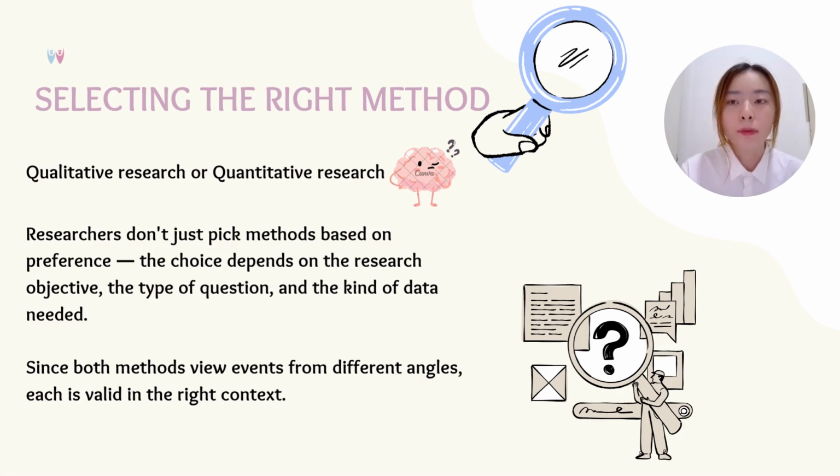Hello everyone, now we understand both the qualitative and quantitative research. Let's look at when to use each method. Researchers don't just pick a method based on preference. The choices depend on the research objective, the type of questions, and the kind of data needed. Since both methods view events from different angles, each is valid in the right context.